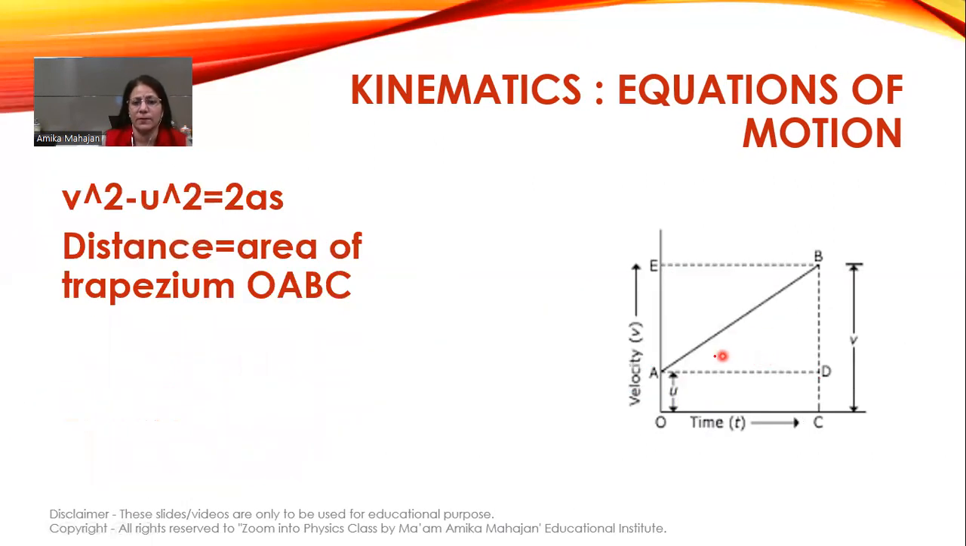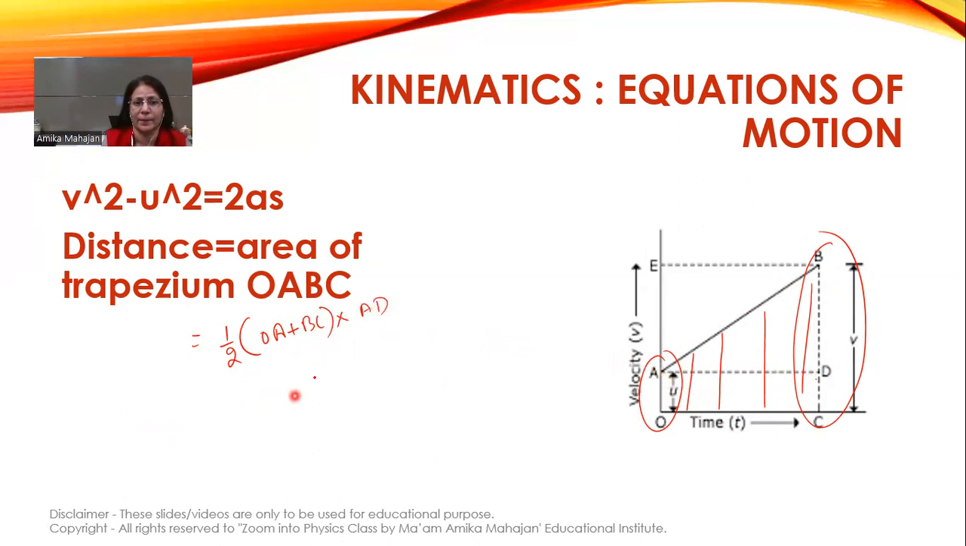Now the third equation, V square minus U square equal to 2AS, can also be known by taking the area under this curve. Now I will not divide this area into area of rectangle and triangle. Rather, I will take the area of the whole trapezium. And you know what is the area of a trapezium? It is half into sum of parallel sides. This is the trapezium. In this trapezium, this OA and BC are parallel to each other. So sum of parallel sides means OA plus BC, into the distance between them. AD is the distance between them.